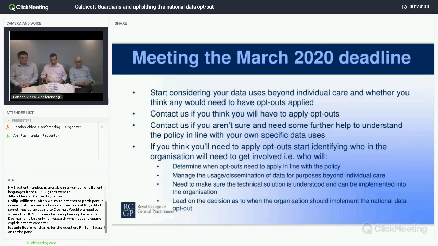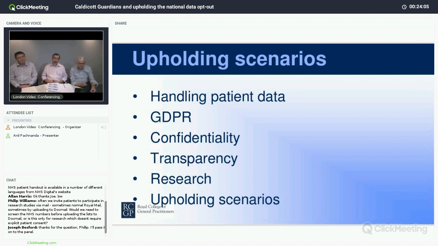Lovely. Thanks very much, Paul. That's very helpful. So I'm now going to run through a bit of the background and go through some scenarios, which I hope will help to clarify just what we in general practice need to do to look at our business processes to see where those do involve a need to uphold the national data opt-out, and how that works in different situations, and what we might actually need to make sure that we're doing.